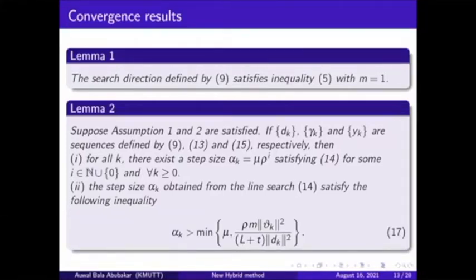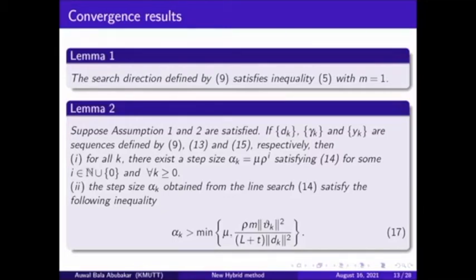Already, from the derivation of the lambda k, you derive it in such a way that this inequality 5 is actually satisfied with m equal to 1. So from the derivation, we already have this as lemma 1. Then lemma 2.